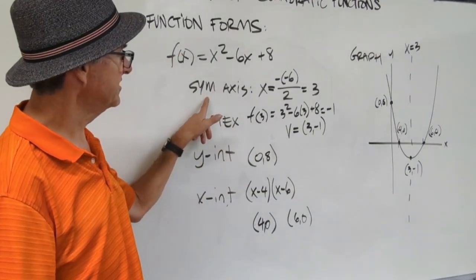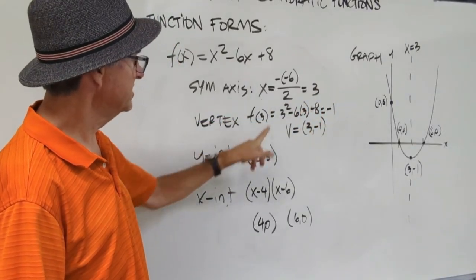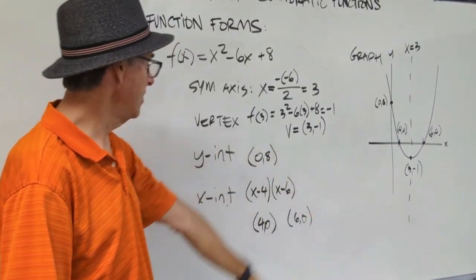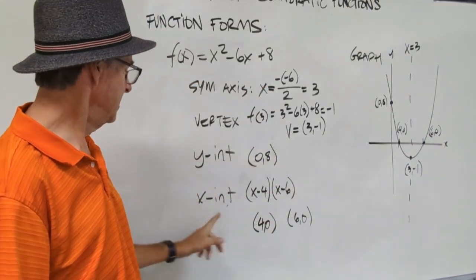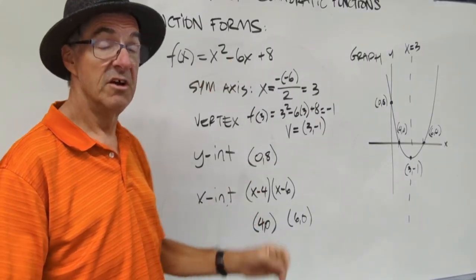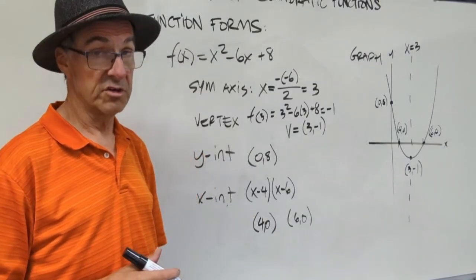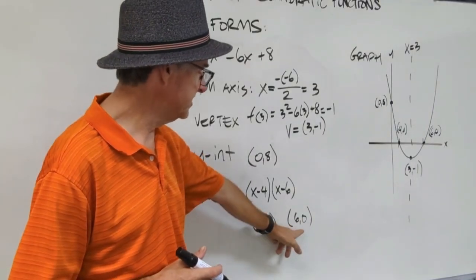So my symmetry axis ends up being x equals 3. Check your math. The vertex, I take my 3, plug it back into my function, do the math. My vertex is 3, -1. My y-intercept I get right out of the function for free, 0, 8. To get the x-intercepts, I solve this function, and I'm doing it by factoring. Remember, you could use the quadratic formula, you could complete the square, or you could graphically do this on your calculator. My two x-intercepts are 4, 0, and 6, 0.